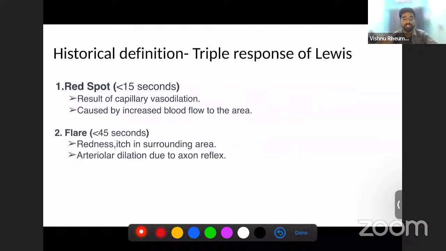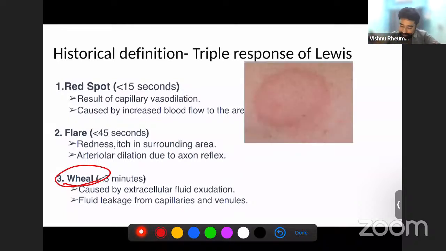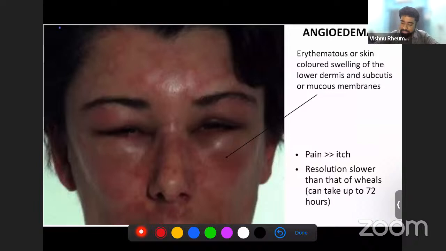Then the flare occurs, that is in the form of itching and redness because of the arteriolar dilatation due to the axon reflex. And finally, there is the wheal caused by extracellular fluid exudation leading to a swelling, with the swelling at the center and reflex erythema in the periphery. So central swelling of variable size and reflex erythema happens at the periphery.